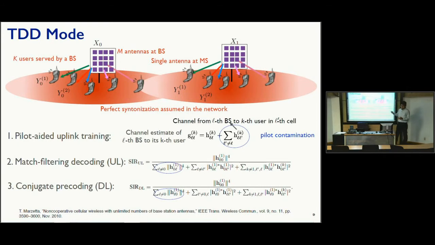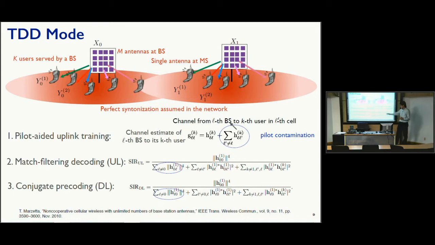Now, this is the basic TDD massive MIMO model we consider. It is operated in three stages. The first stage is uplink training, where all the users send their orthogonal pilots to the base station, and the base station uses the orthogonality of the pilots to estimate the channel. And here the vector G is the channel estimation, while the H vector is the true channel. As you can see, the channel estimation is contaminated by this sum term, which is the interference channel from other cell users using the same pilot, which we call pilot contamination.